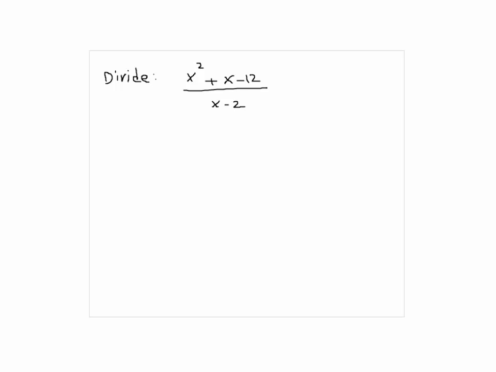Next one asks you to divide. You have to use a long division for this. So you write down x squared plus x minus 12 divided by x minus 2. We ask ourselves, what times x gives you x squared? What is that? Anyone?